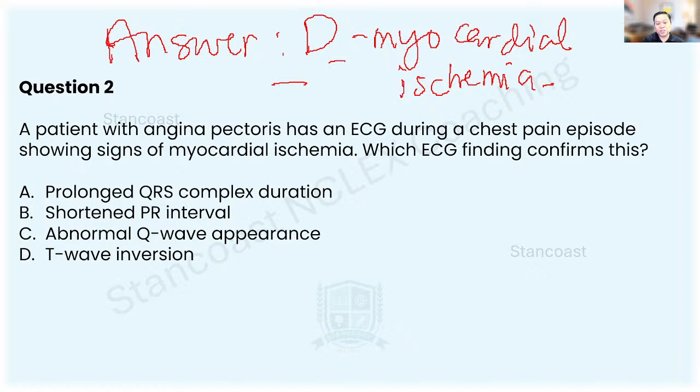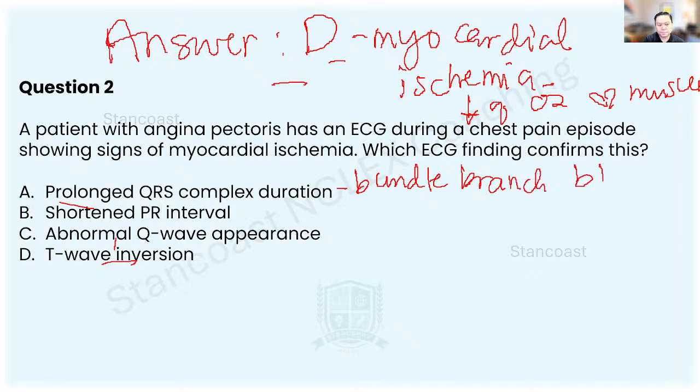So definitely the patient's heart muscle has a huge lack of O2. Ischemia, T wave inversion. Please don't forget that. What about letter A? Prolonged QRS complex duration. Well, when there is prolonged, or let's say widening, this is going to indicate that there is what? Bundle branch block. Could be that, rather than an ischemia.